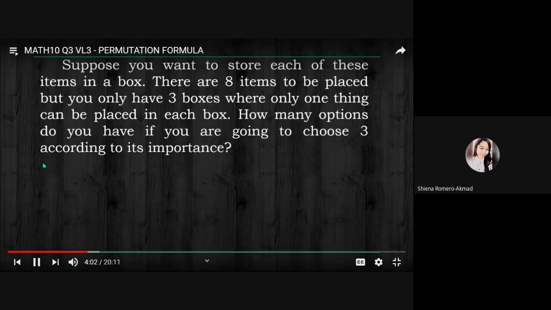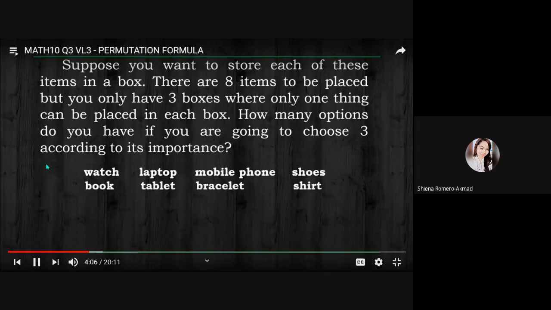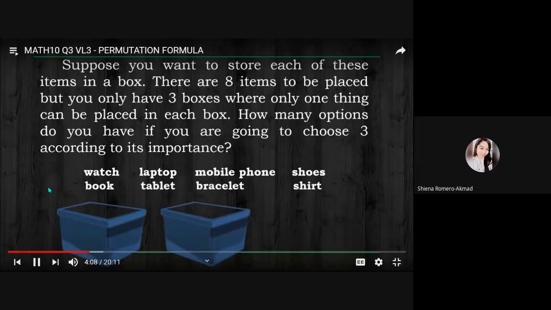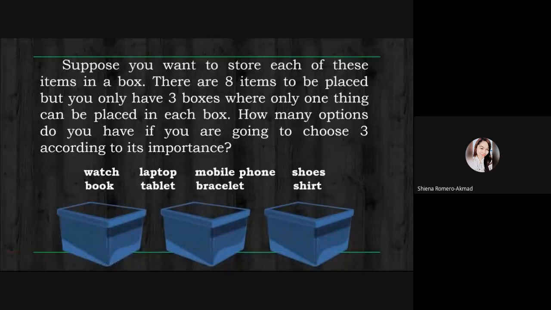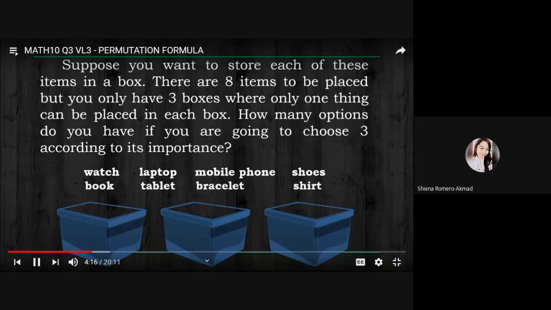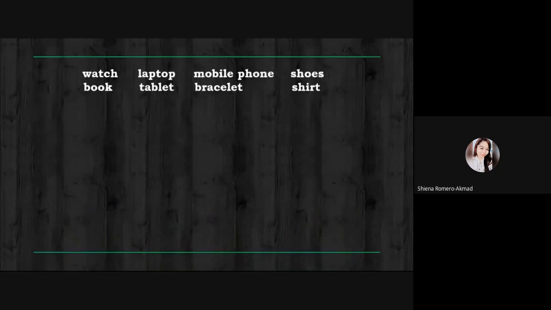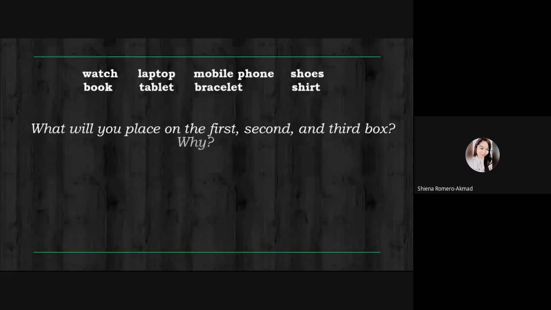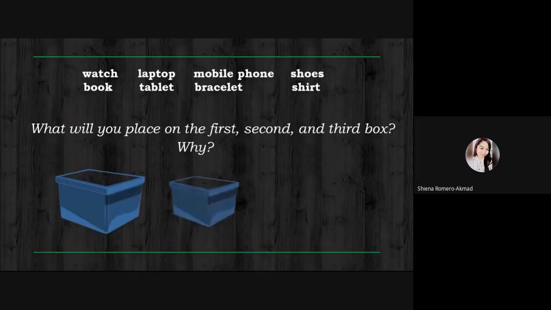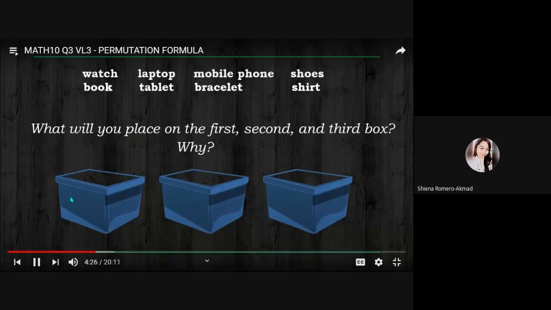Then suppose you want to store each of these items in a box. There are eight items to be placed, but we only have 3 boxes, where each box can only have one item. How many options do you have if you are going to choose according to importance? Among the 8 items, what will you place in the first, second, and third box? And why?